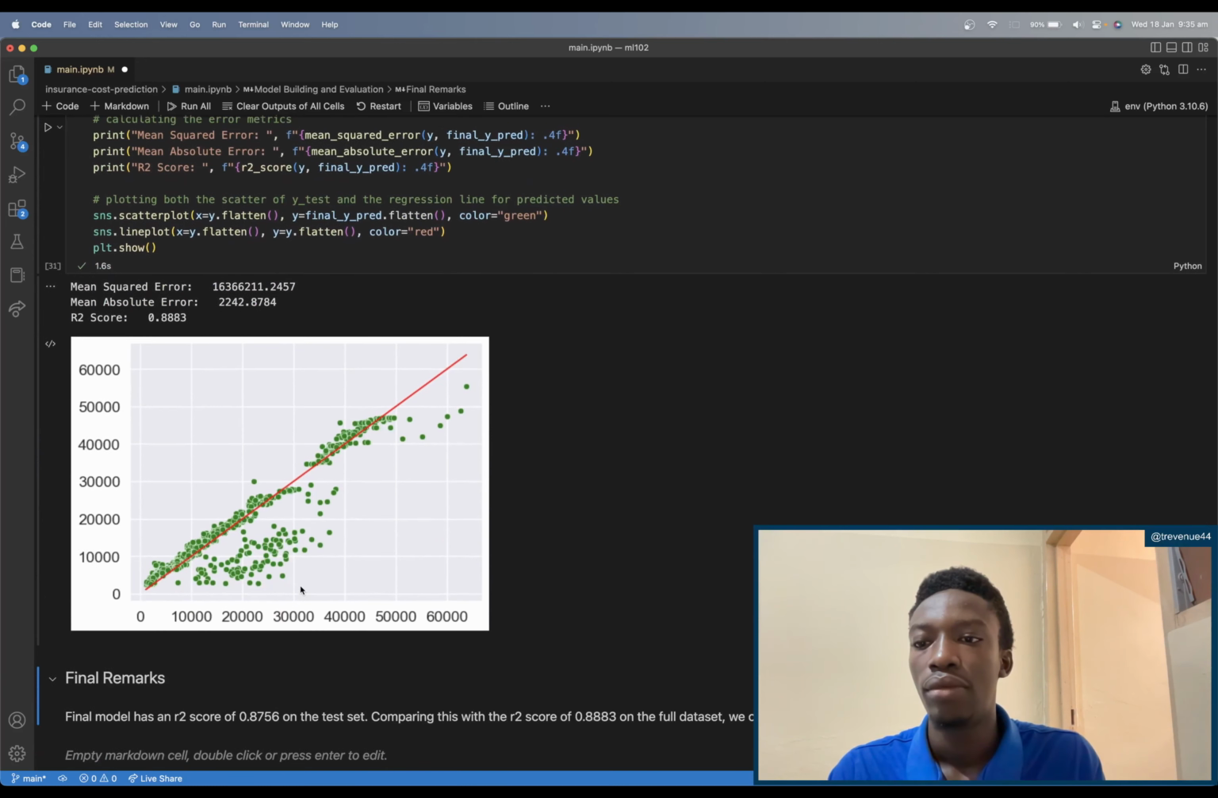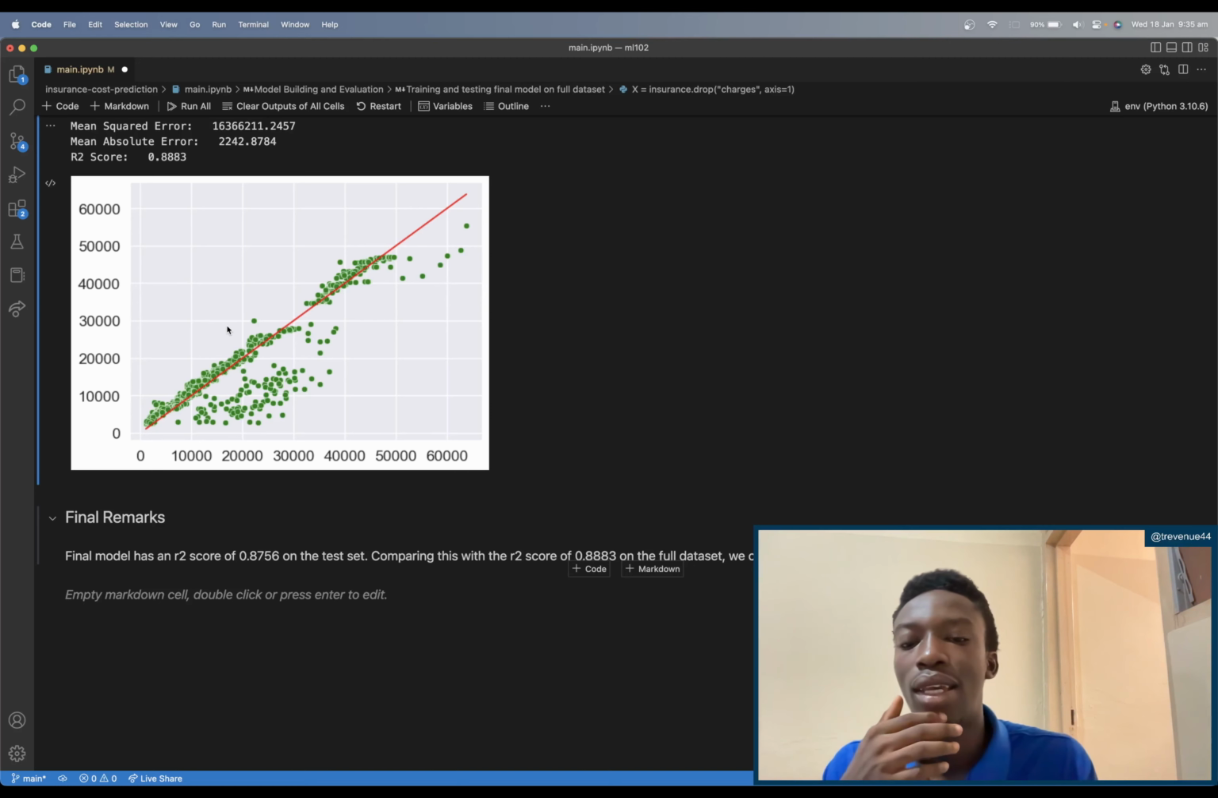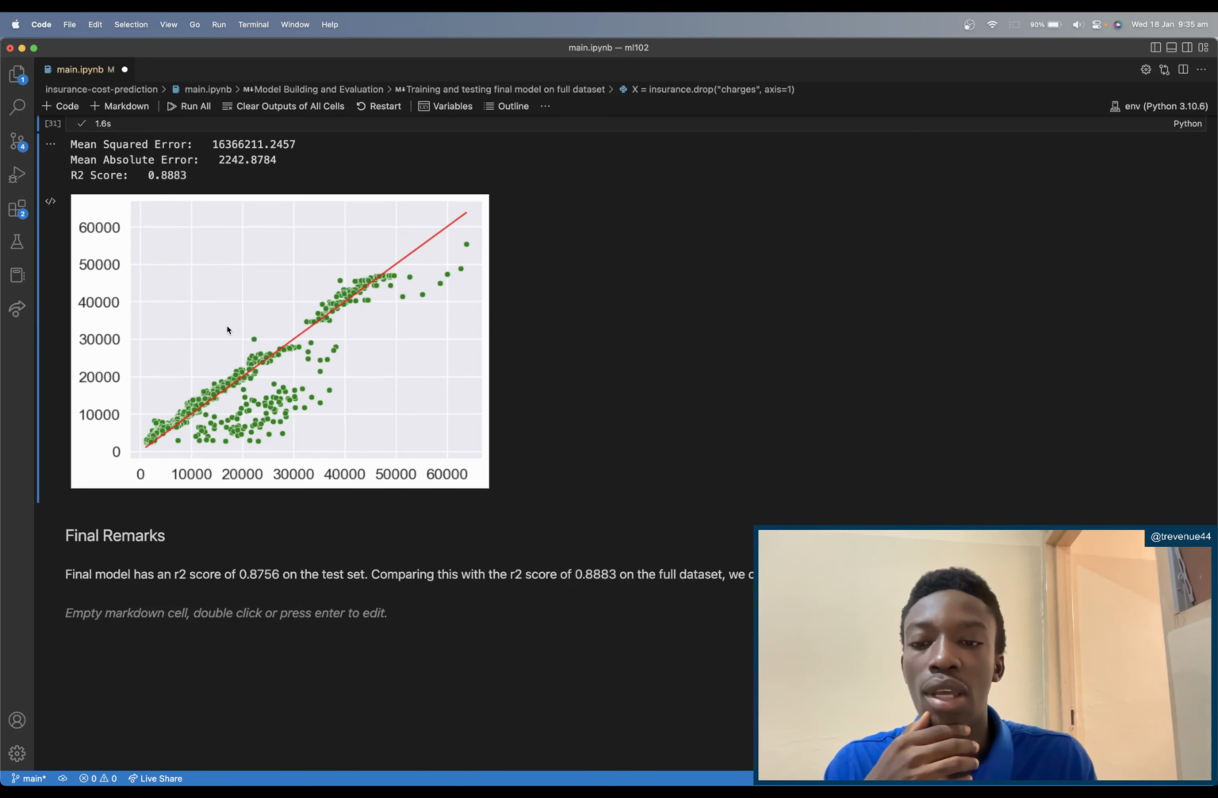And as you can see, finally our model was able to get an R2 score of 88% on the full data set. And to me, I think this is actually a very good score. It is a very good score.